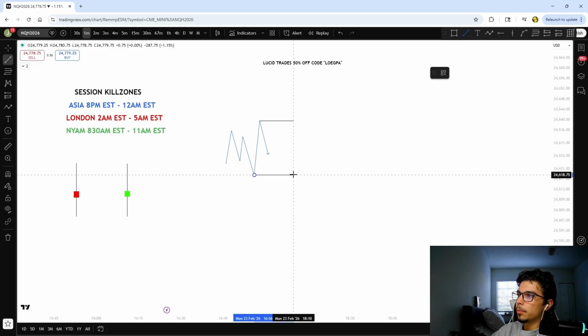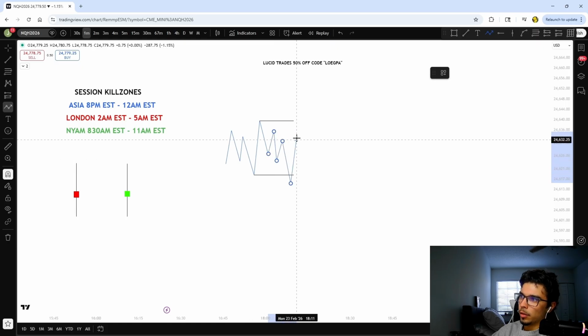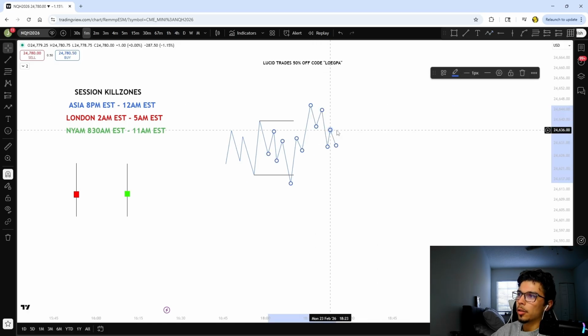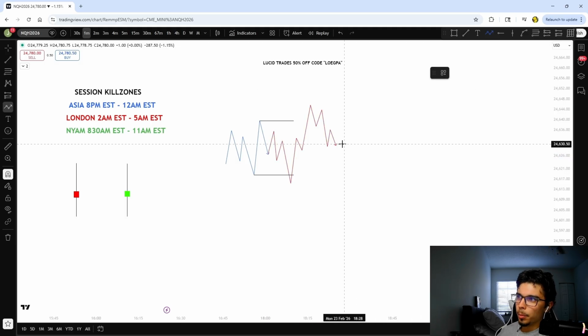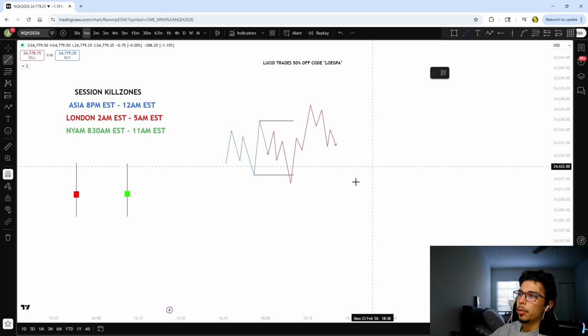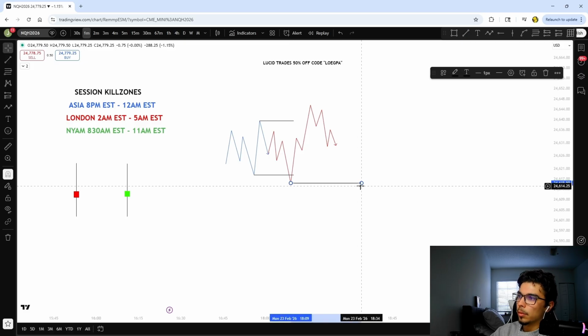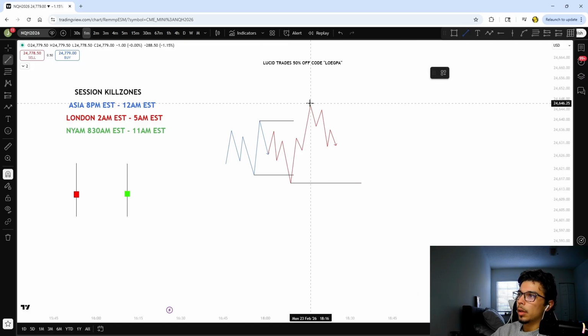So typically, London's going to come, pause, and it's going to do something like this. It's going to take out one side, reverse, take out the next, and then basically just do absolutely nothing. So here comes London session. And then when New York opens up, New York is most likely going to continue this trend of being range bound and not really going anywhere. So now we have London lows and London highs.